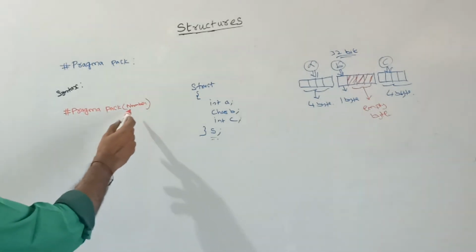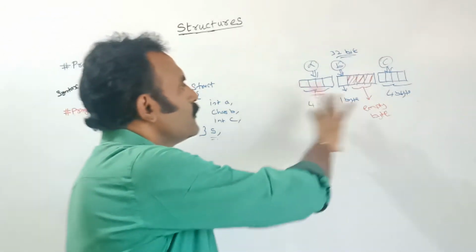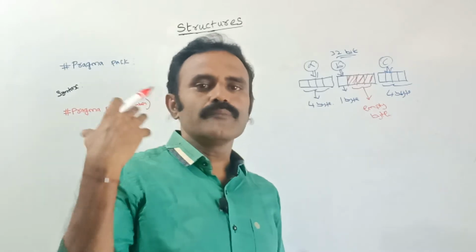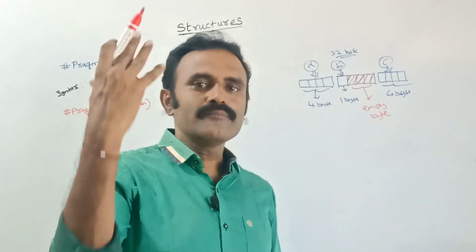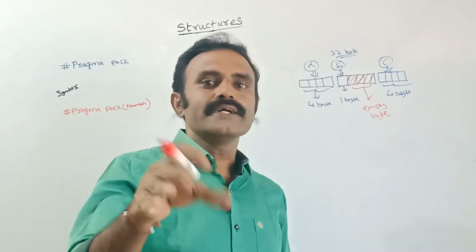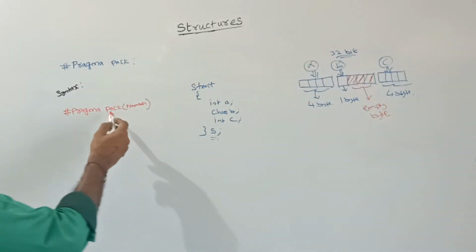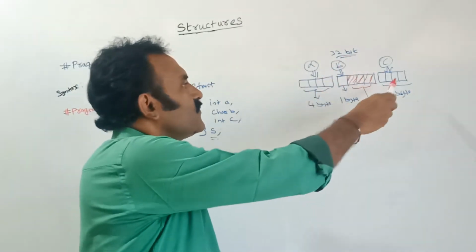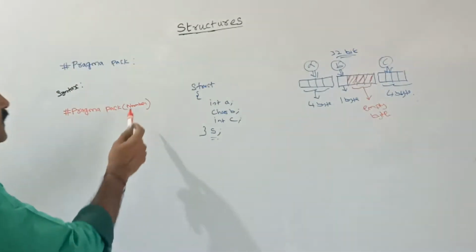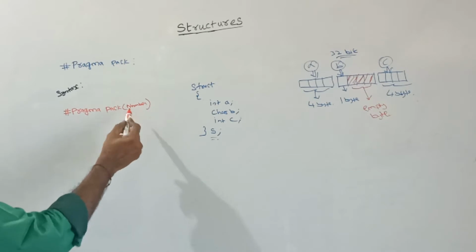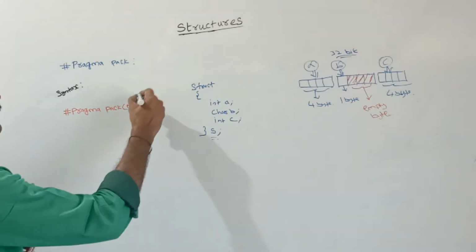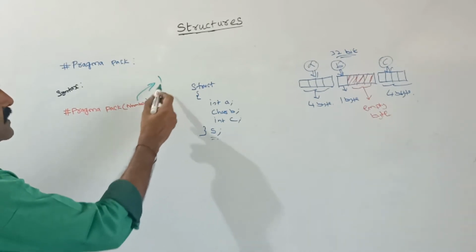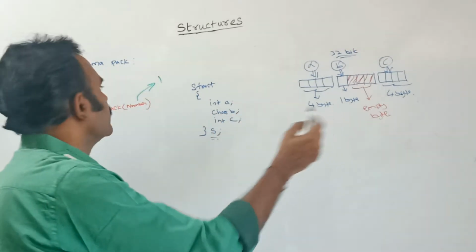According to this number, for each and every cycle, how many bytes it will take, that alignment will be formatted as per the given pack number. By default here it takes 44 byte. Suppose this number can be 1, that is 1 byte. For each and every cycle it will take 1 byte.